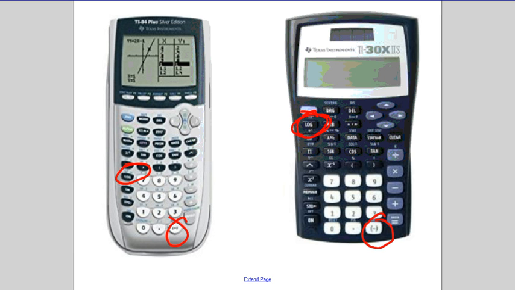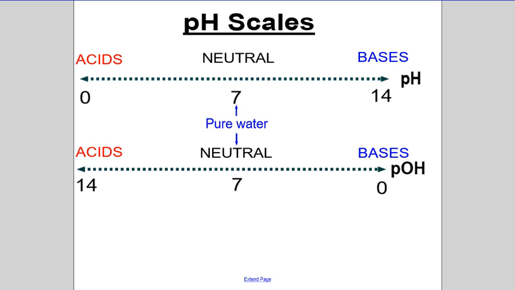Now, how to do the negative log, you might need to find that on your calculator a little bit, but depending on the type of calculator, the negative button is there. And I have the negative and log buttons circled on different types of calculators, so you kind of know where to find them. But that just helps. So you'll end up using the negative log quite a lot. So get used to those two buttons for this.